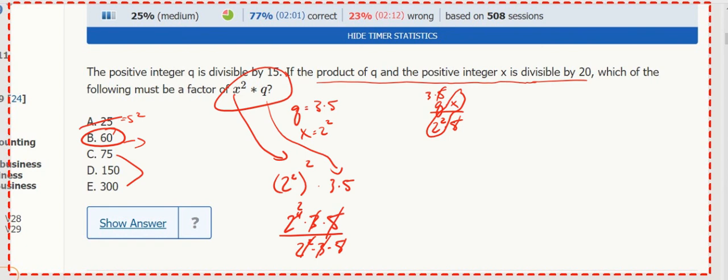That's the problem: we need to parse out x away from q times x. If we just leave a 5 in x, then when we go and square it here, it will have 5 squared, and we'll think x squared q has 5 squared in it. But it actually doesn't. What we know it has is 2 squared, 3 and 5.